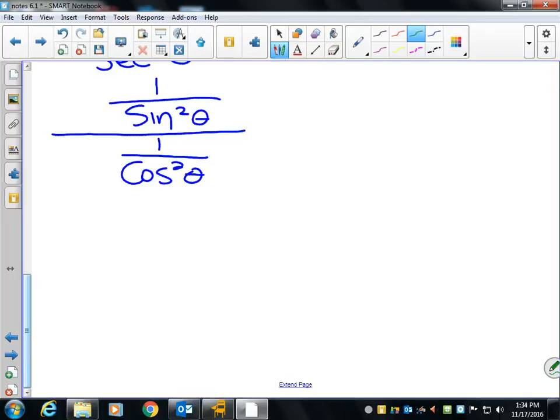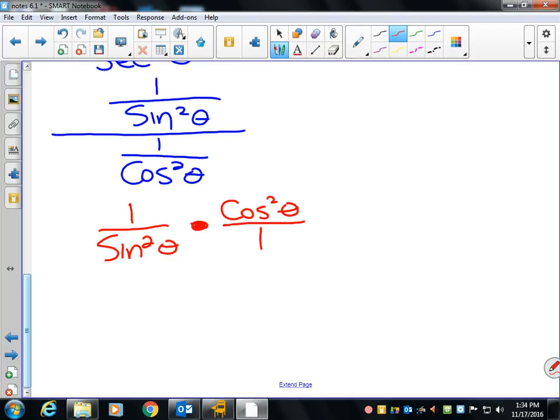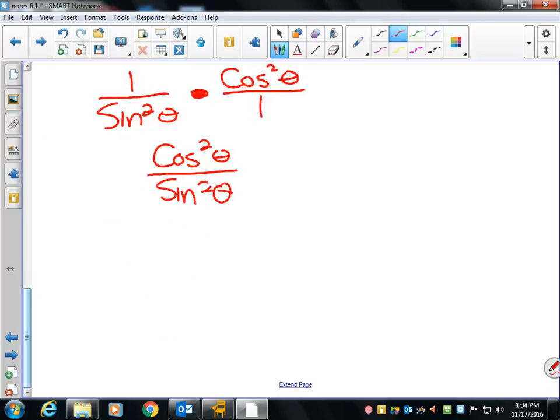Okay, so when I multiply by a reciprocal, it actually is written as what? 1 over sine squared theta times cos squared theta over 1, right? What does this become? Cos squared theta over sine squared theta. Do we know what cos over sine is? Cotangent, right? Cos over sine is cotangent. And so we will call this cotangent, but because it's cos squared over sine squared, it's cotangent squared theta. QED.